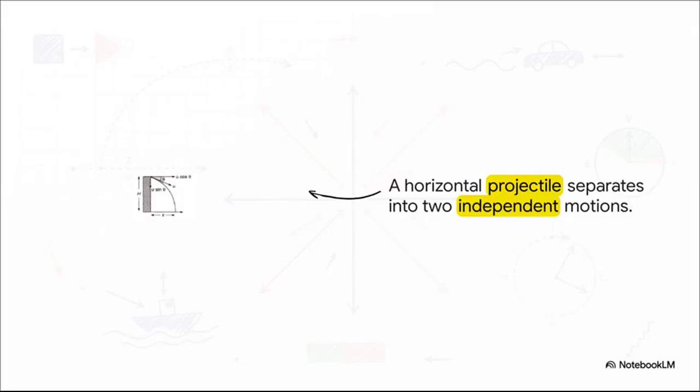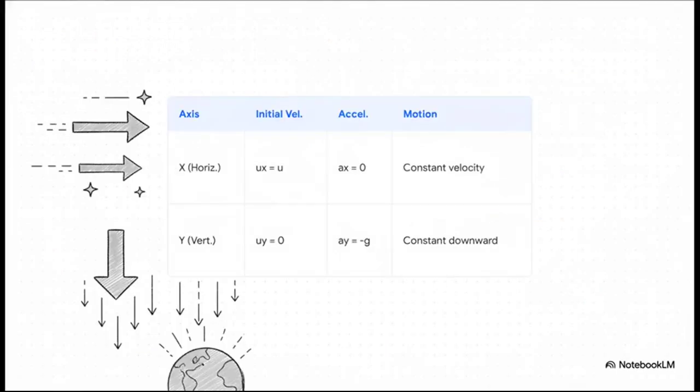So, the object ends up tracing this beautiful, curved path. Notice how it doesn't just drop straight down, but it also doesn't fly perfectly straight either. It curves. And that's because it is experiencing two entirely independent movements at the exact same time. It's amazing how cleanly these two motions separate.